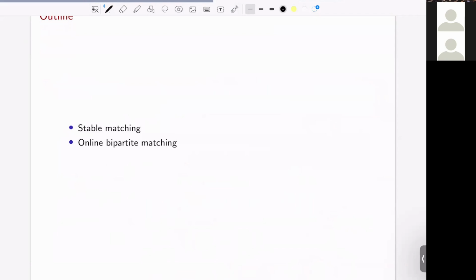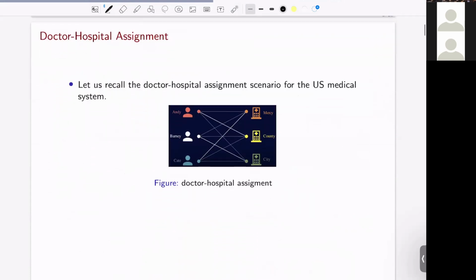And I'm going to explain how they are different from the original one. So let's consider, we get back to the doctor-hospital assignment. So there's a set of medical students who are applying for their medical residency programs, and hospitals basically hire them. Okay?